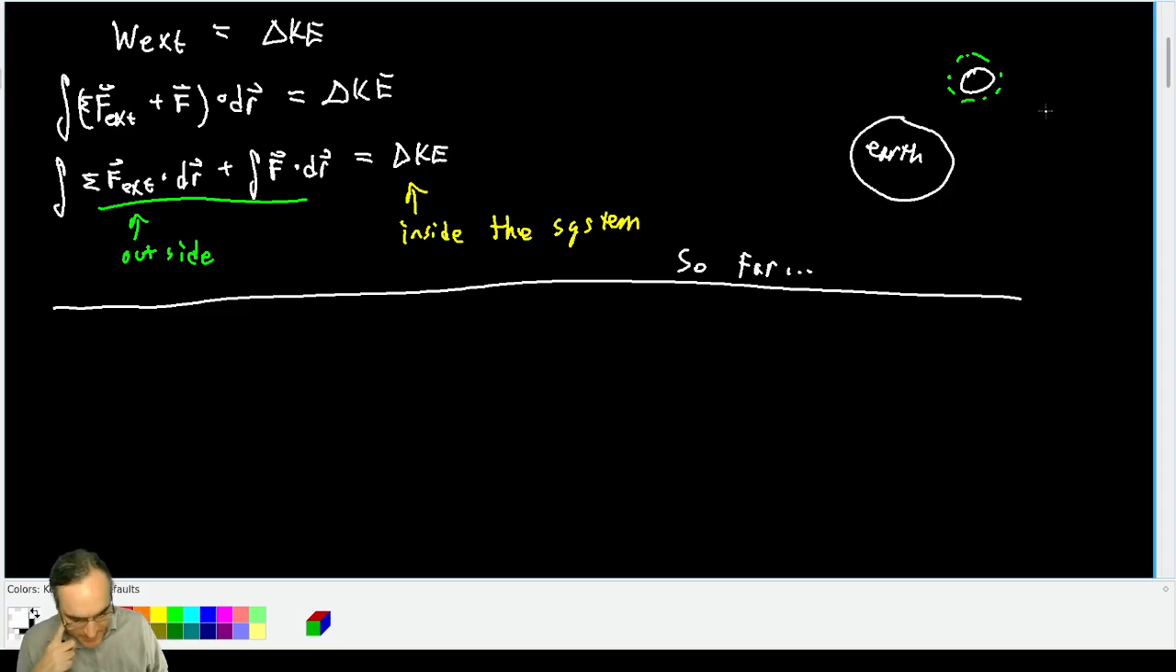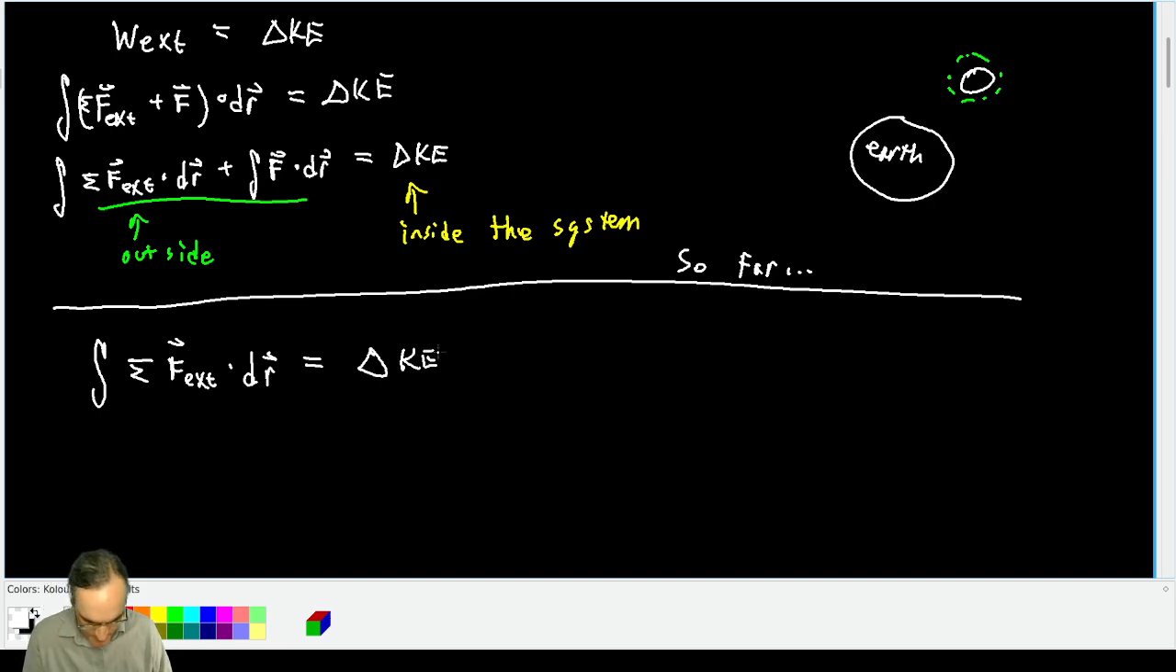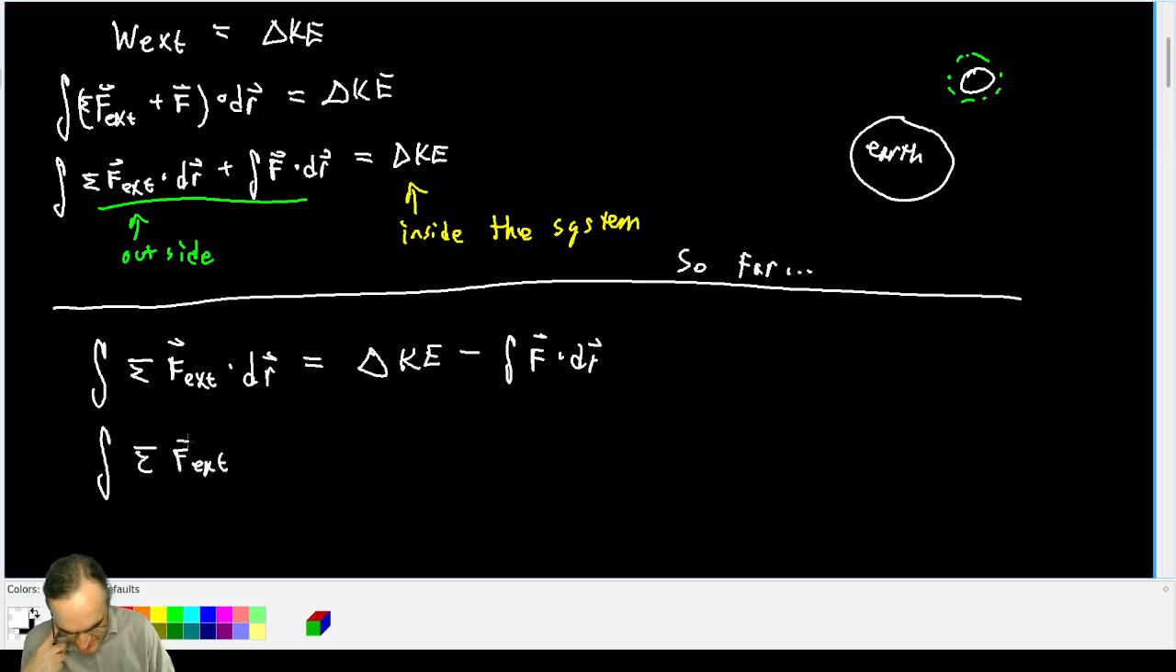But what if we want to take that force and bring it into the system? Well, then we can mathematically just move it across the equals sign. And if we do so, we get the change in kinetic energy minus the integral of that particular force with respect to displacement. In other words, we get the negative of the work. And that is actually as simple as it is. That is how we end up taking it inside the system. It changes from being a work to being a plus potential energy term.